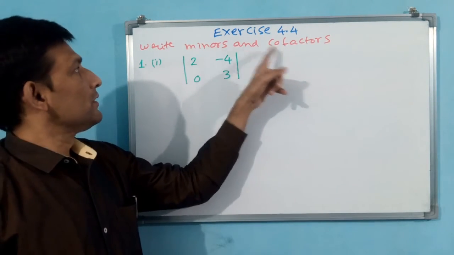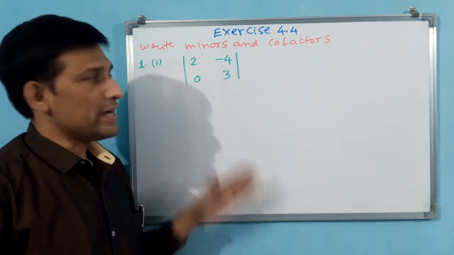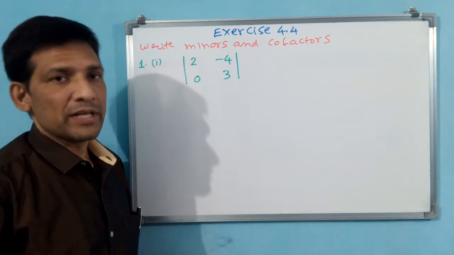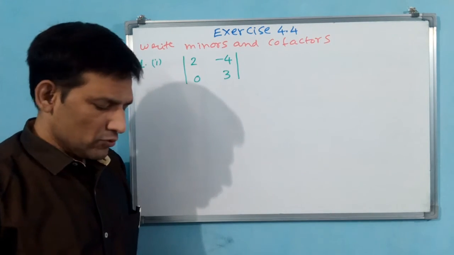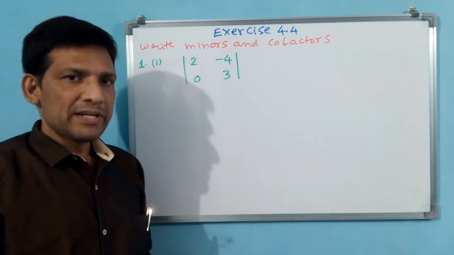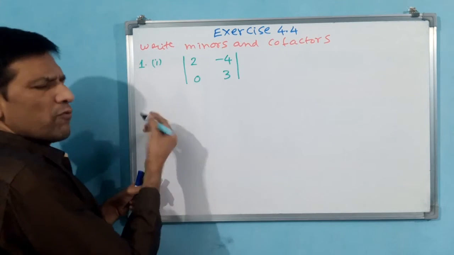Exercise 4.4. Write minors and cofactors. We have to write minors and cofactors, but here only a 2 by 2 determinant is given. Easily we can find minors and cofactors, both you have to find. One by one we will list them out and do it. See, 4 minors are there.